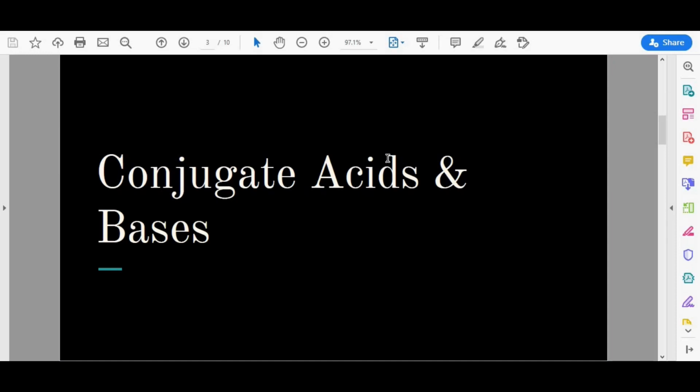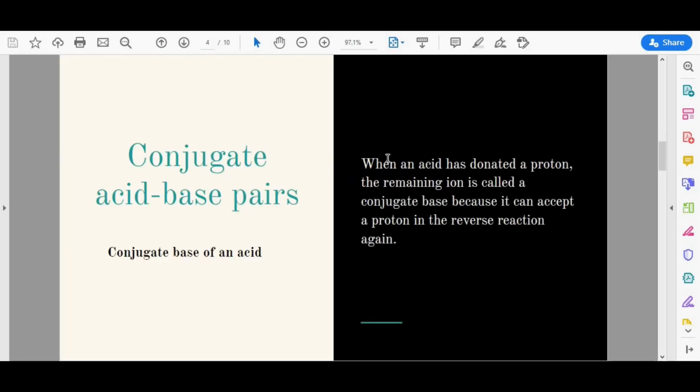You may or may not have heard of this term before, but we're definitely going to have a look at it now in this session. So the first thing we're going to have a look at is the conjugate acid-base pairs. The first pair we're going to look at is the conjugate base of an acid.